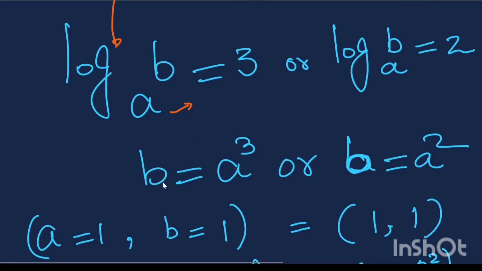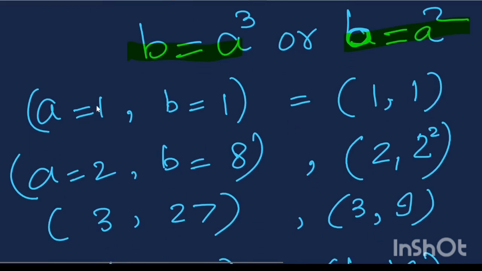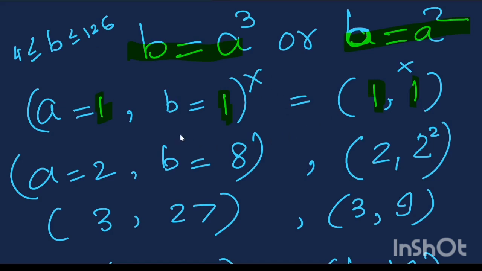Okay, similarly here also log b base a gives b is equal to a square. So now we will use hit and trial, guys. a starts from 1, so when you substitute a = 1 in the first relation and the second, we will get (1, 1), but we know that the range of b is from 4 onwards till 126. Since b is at least 4, we will discard this ordered pair and this one. Now one by one we will substitute a here and here.